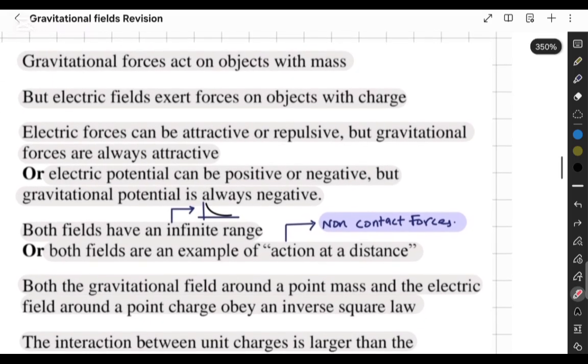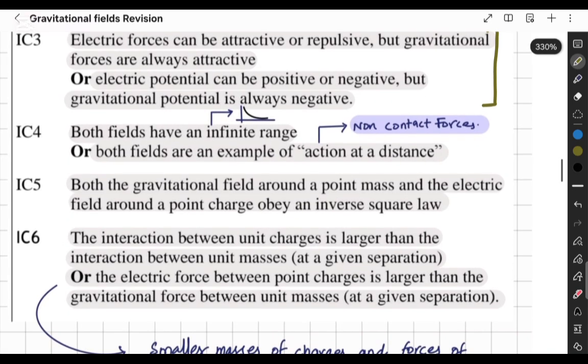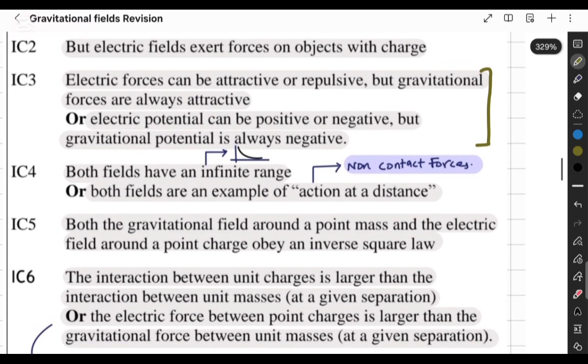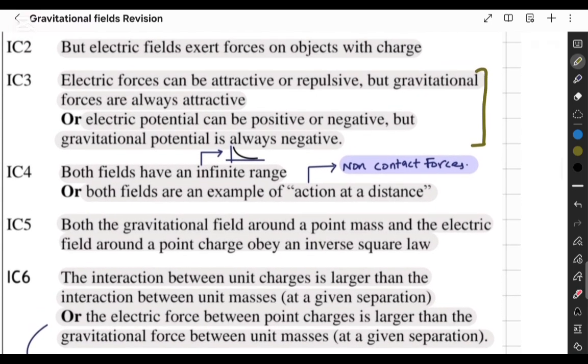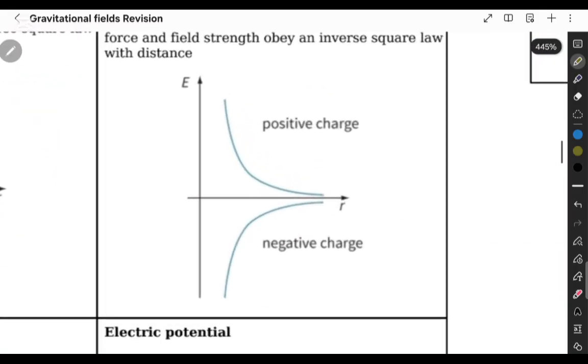Then the second point, which we just discussed: you can talk about electric forces being attractive or repulsive, and gravitational forces always being attractive. And we talked about the potential above, that gravitational potential is always negative, never positive, and electric potential can be positive or negative. That's an important thing as well. Now, both fields have infinite range. Remember, we drew this graph above. These graphs are basically decreasing, but remember, the graphs never touch zero.